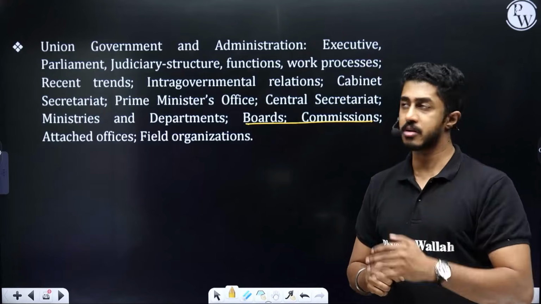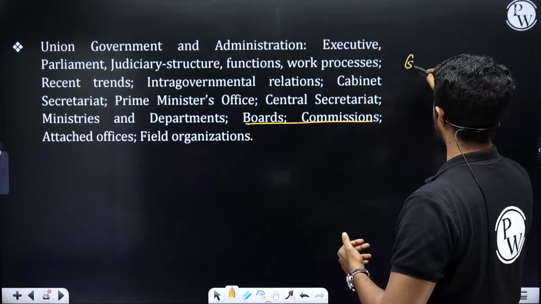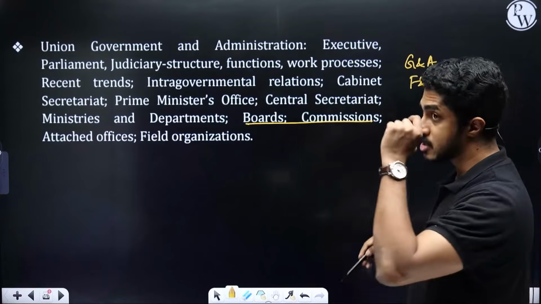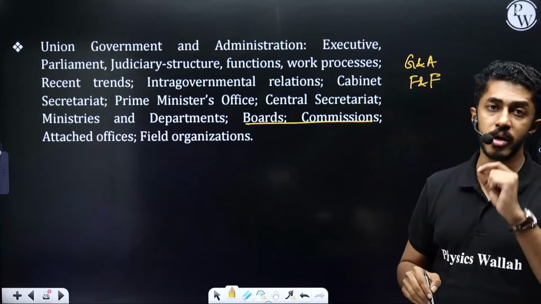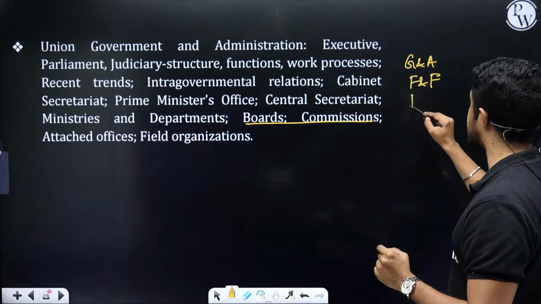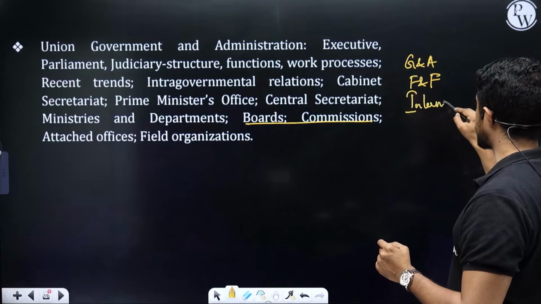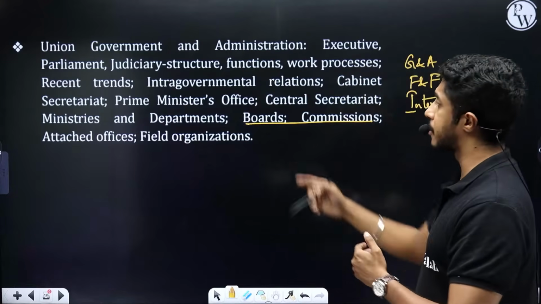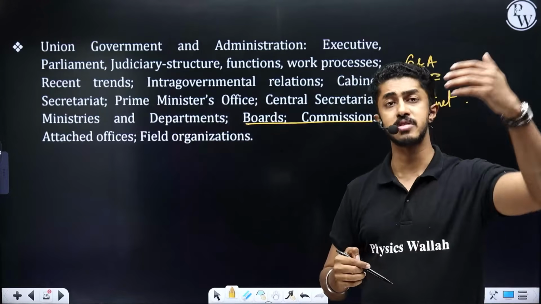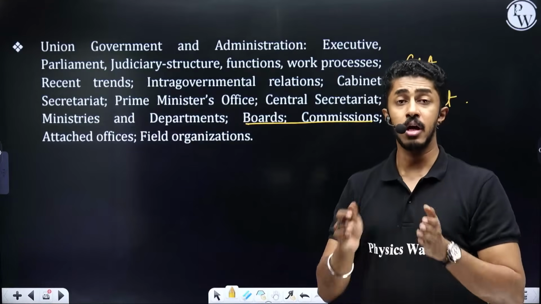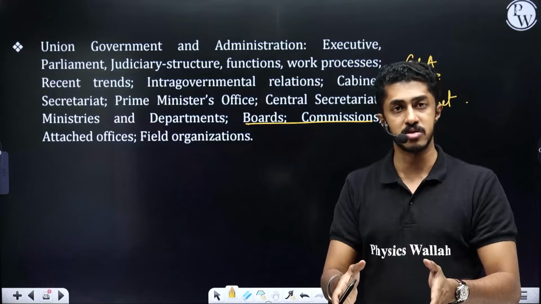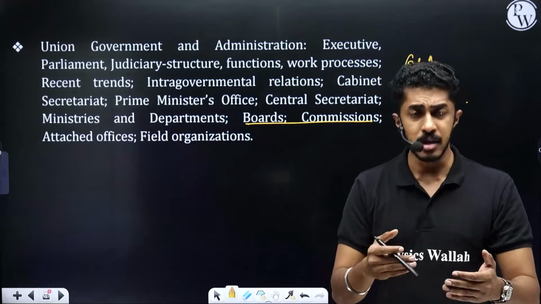So what are you going to do? Again the same thing. You will refer Goyal and Arora. You will also look into Fadia and Fadia. Then specifically you are going to cover the topics from the internet, because you need to stay updated, especially with regard to the Prime Minister's office, like the evolution of the Prime Minister's office. You also need to see what is the current relevance of the Prime Minister's office today? Is it a strong body? Is it a weak body?